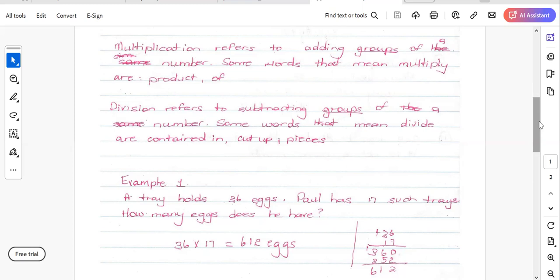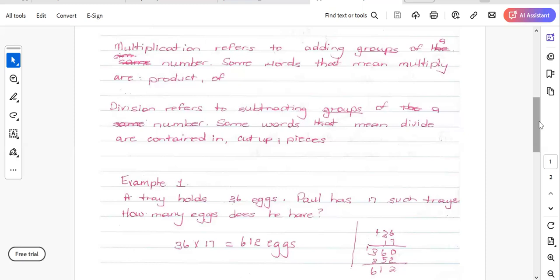How many dollars does she have? That's $5 by 4 boxes. 5 by 4, $20 altogether, right? That's adding groups of the same number. The same number was 5 because the boxes each had 5 of these dollars. And how many dollars does she have altogether? 5 by the 4 boxes that she has these $5 in. 5 by 4 is 20. That's what multiplication is. Division refers to subtracting groups of the same number.